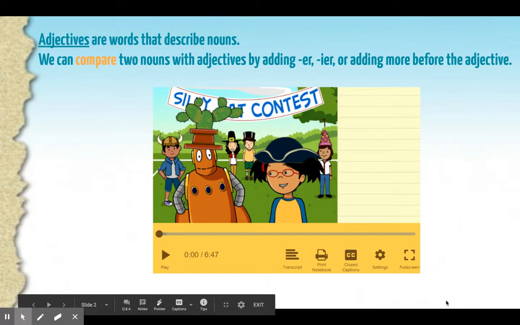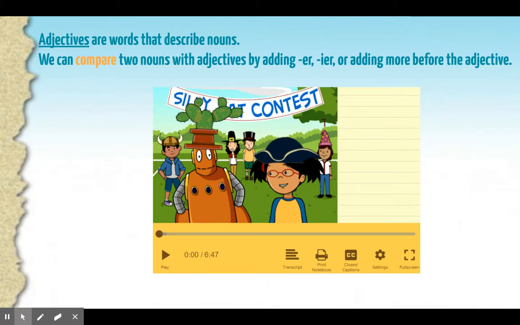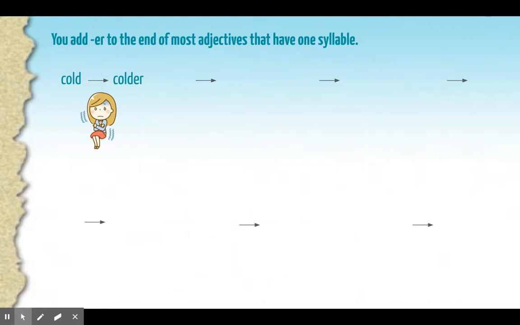Okay, so the video gave us quite a bit more information about comparing adjectives, and we're going to be looking at comparing more than two adjectives later in the week. But for today, we're just looking at comparing two adjectives or two nouns. So for most nouns that have one syllable, we're going to add er at the end. So cold becomes colder. Tall becomes taller.